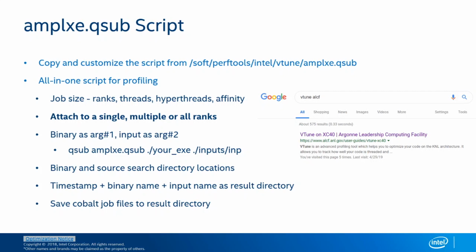But I'd say the most important thing that it does is there's a setup that needs to be used on Theta in order to attach to a single, multiple, or all ranks. So normally the best idea is to profile a single rank, sometimes maybe even a single thread. Normally you could do this with, for example, Intel MPI run -gtool, but since Theta is a Cray system, we have to do a bit of a workaround that uses environment variables that Cobalt exports. So we use these environment variables to then attach to a single rank.